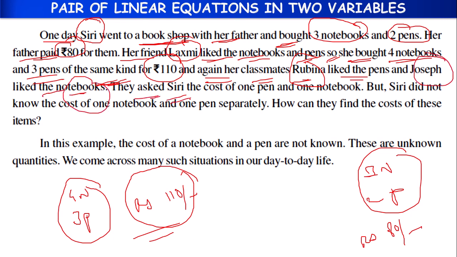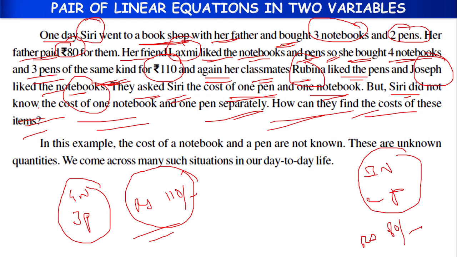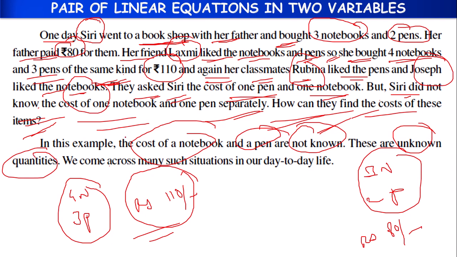They asked Siri the cost of 1 pen and 1 notebook, but she didn't know because her father gave the money. She didn't know the cost of 1 notebook and 1 pen separately. So now the question is, how can they find the cost of 1 pen, 1 notebook, or the cost of the items? Here the cost of notebook and cost of pen are not known, unknown terms. These are unknown quantities. In real life, we will come across situations like these in our daily life.